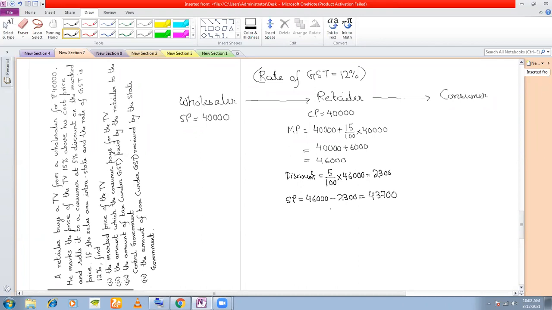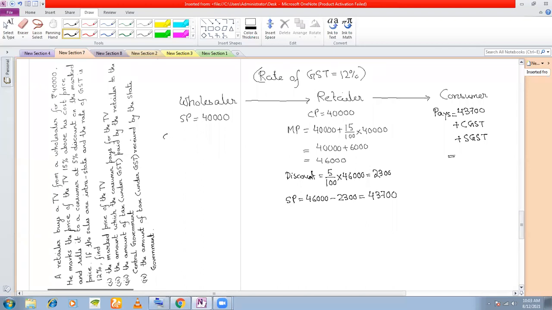So we have got the selling price of the wholesaler. We have got the selling price of the retailer. And how much does the consumer pay? He's paying the selling price of the retailer, which is 43,700. And he's also paying the CGST and the SGST. We will see after calculation what the CGST and SGST come to. The next piece of information given is that the rate of GST is 12%, which we have already written. Now our next job is to find out the CGST and the SGST.